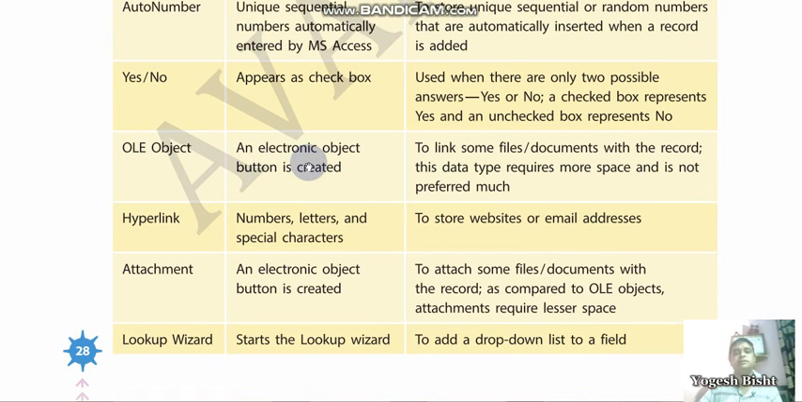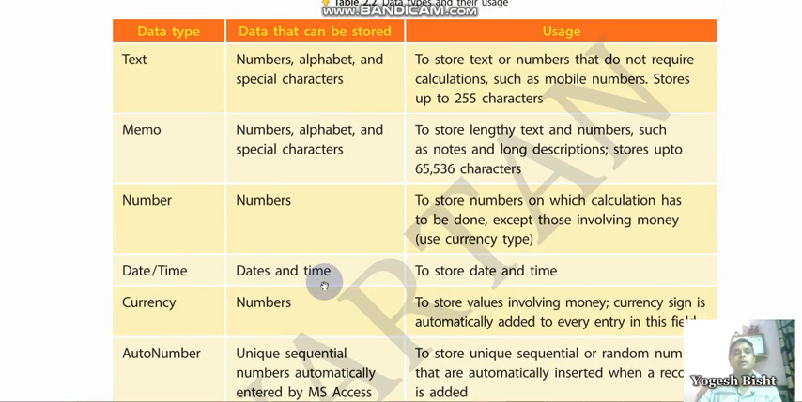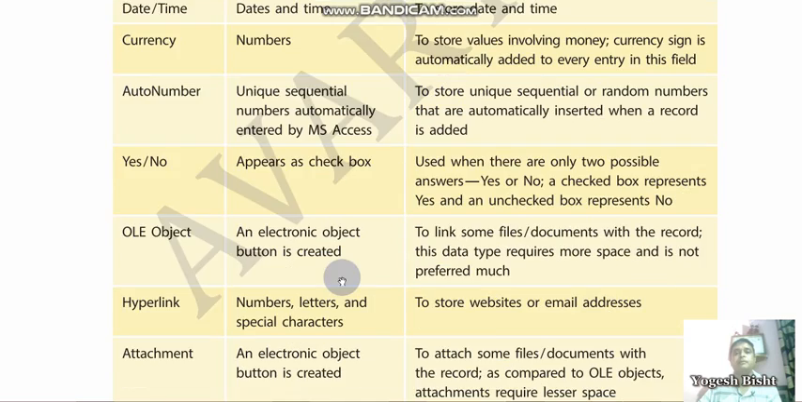Then OLE objects, it is for an attachment. Hyperlink is for linking to another document. Attachment again, an electronic object button is created. It will create a button where a user can attach another file. Then lookup wizard, where we can see a list and choose from the given list. So these are the different data types used in MS Access.